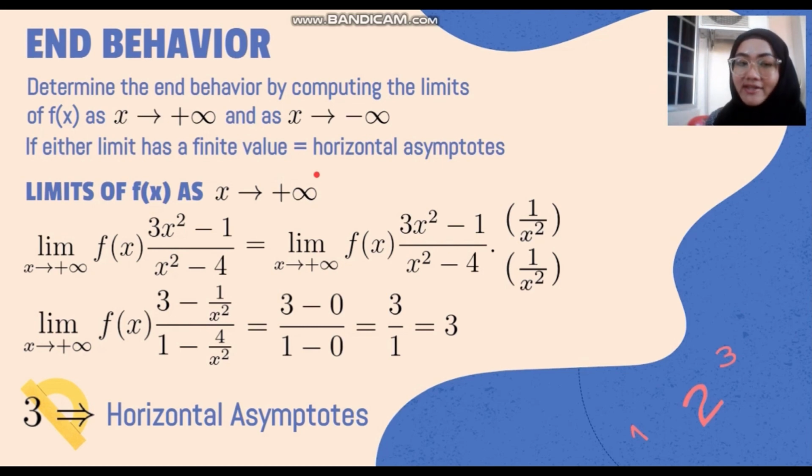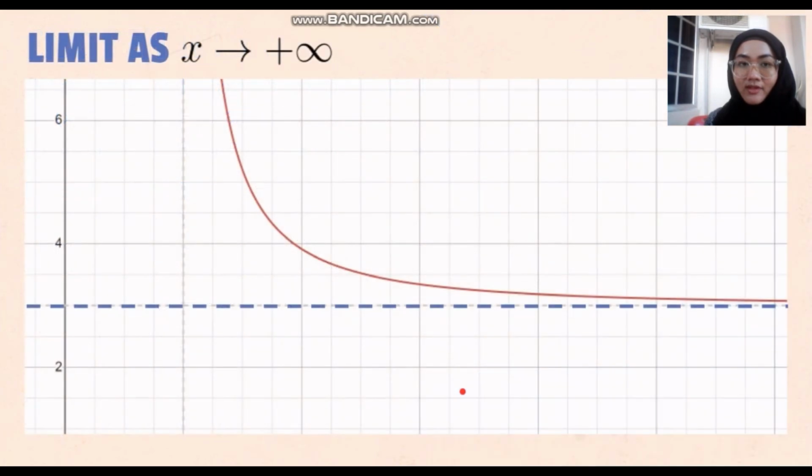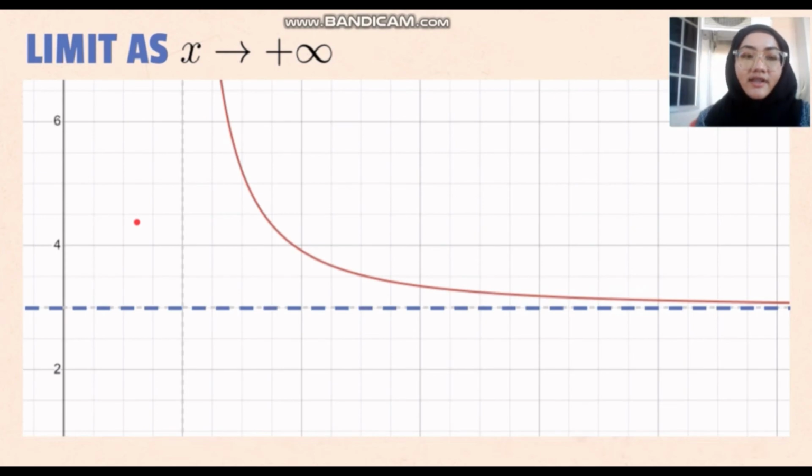So as you can see here, we calculate the limit of f(x) as x approaches positive infinity, and at the end we get 3. So in the graph, it will look like this. As you can see here, x approaches positive infinity, but the graph will never touch 3 on the y-axis. And the horizontal asymptote here is at 3.